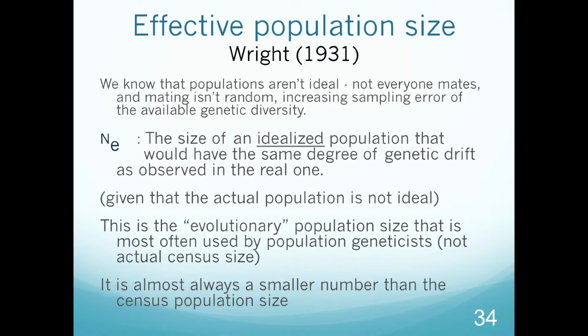So this is the population size that evolutionary biologists think about as opposed to ecologists. Ecologists typically think more about the census population size. Evolutionary biologists are concerned about how the population is evolving, and so therefore they are typically concerned with the effective population size.